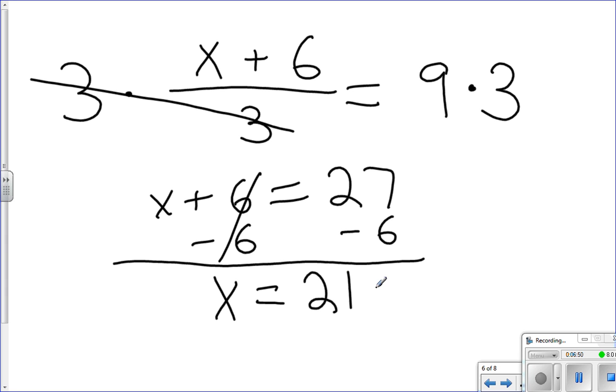Double check, you could always plug it in, remember? So it's a good one to look at. 21 plus 6 divided by 3. 21 plus 6 is 27. 27 divided by 3, 9. So yes, that one works.